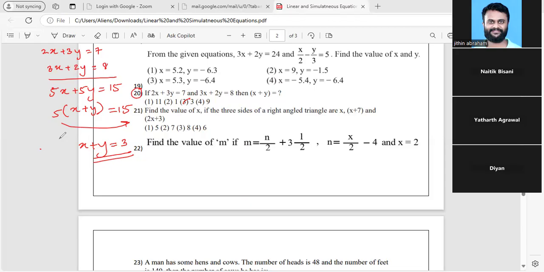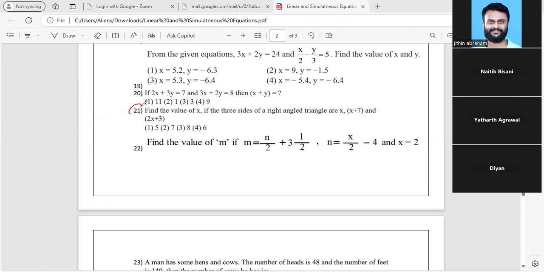21st question. Find the value of x if the three sides of a right angle triangle are x, x plus 7, and 2x plus 3. Okay, this one looks like a quadratic problem. Let me see. So, what is the speciality of the sides of the right angle triangle? What is the relation between them?